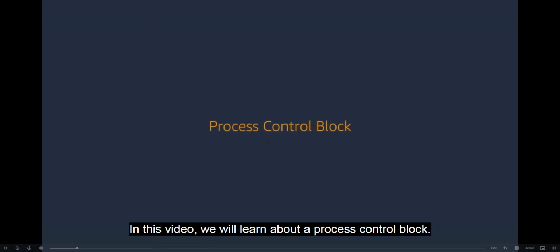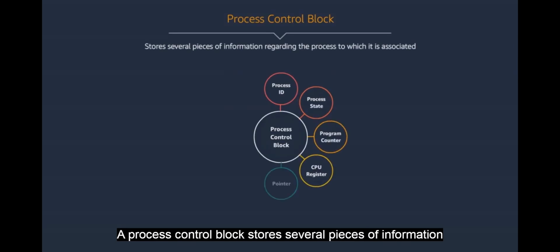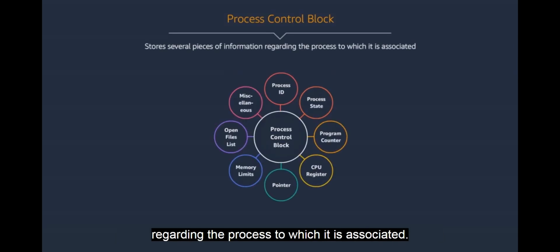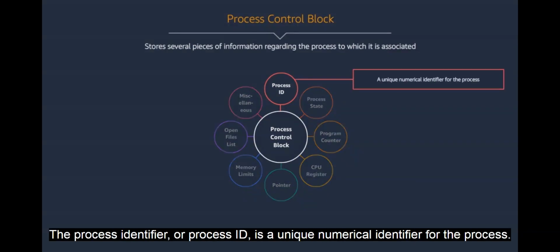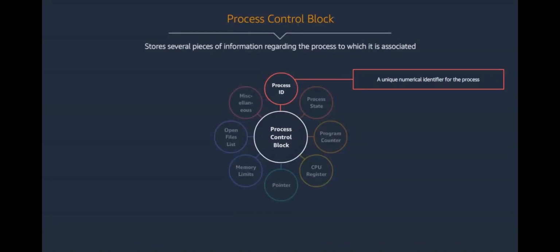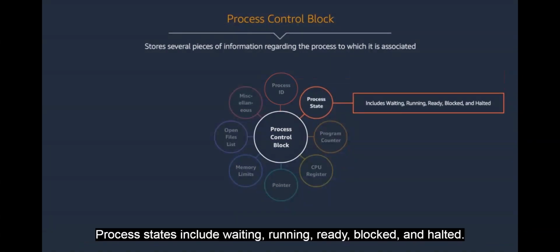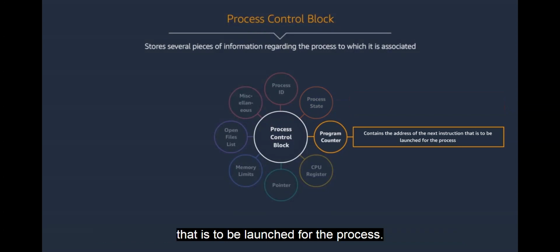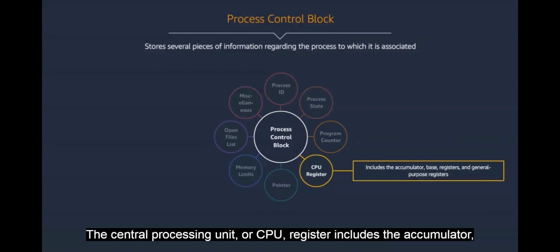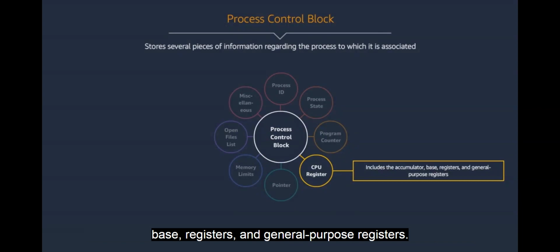In this video, we will learn about a process control block. A process control block stores several pieces of information regarding the process to which it is associated. The process identifier, or process ID, is a unique numerical identifier for the process. Process states include waiting, running, ready, blocked, and halted. The program counter contains the address of the next instruction that is to be launched for the process.